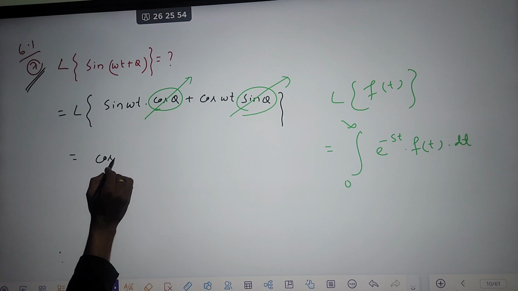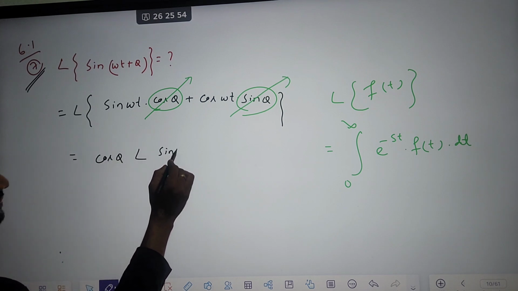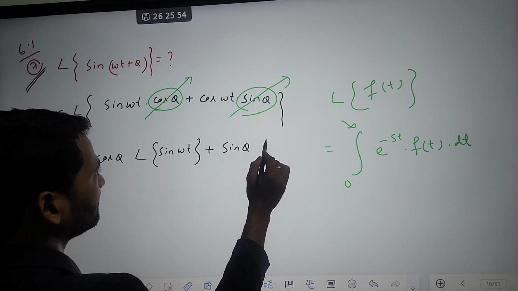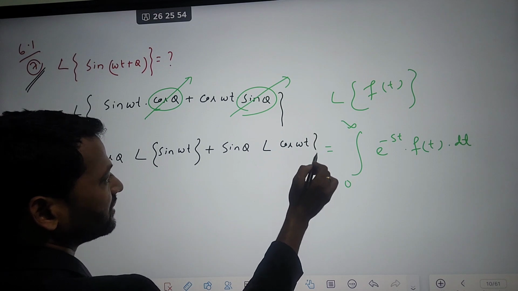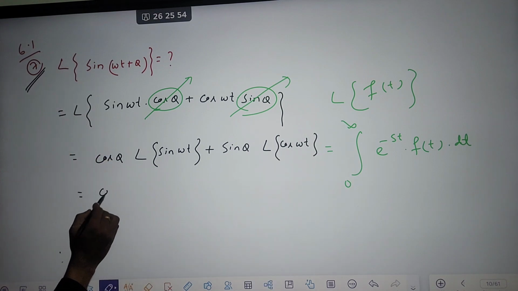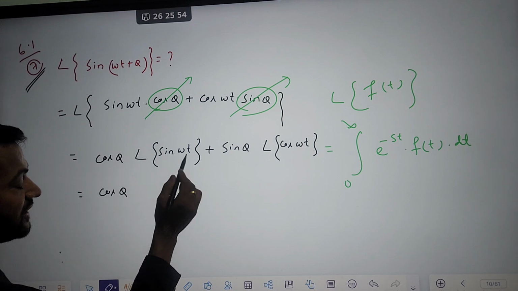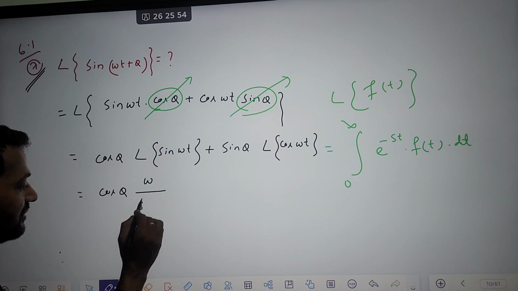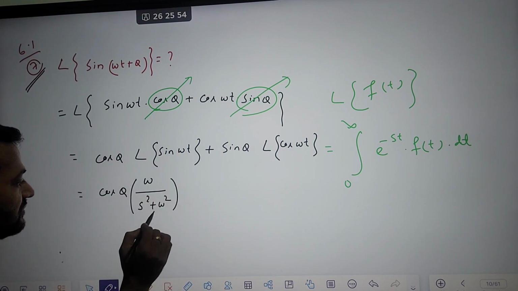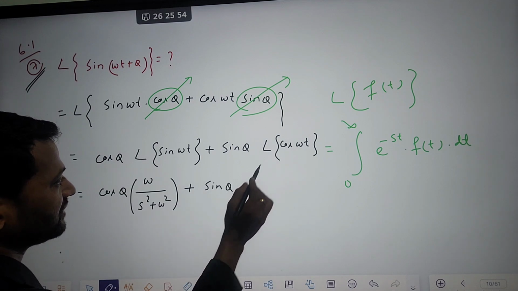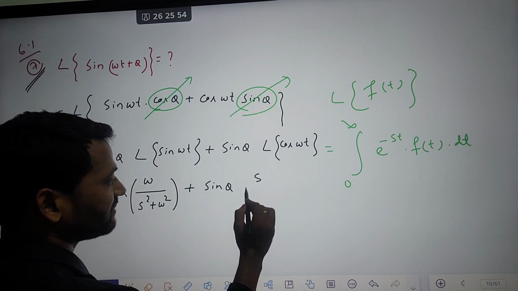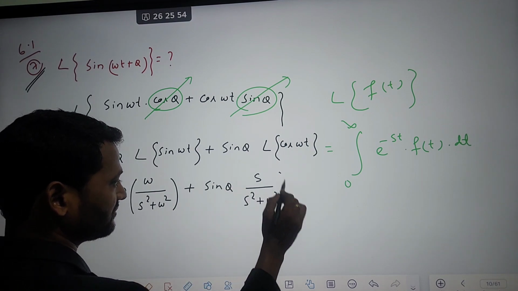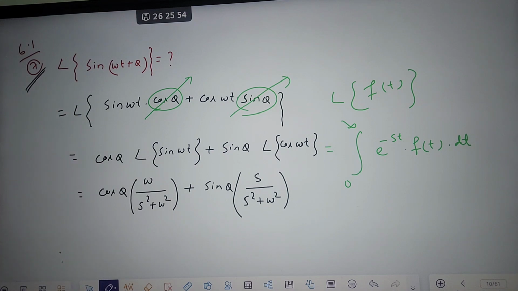मतलब cos थीटा इंटू लैप्लेस ऑफ साइन ओमेगा टी प्लस साइन थीटा इंटू लैप्लेस ऑफ cos ओमेगा टी. ओके, सो इट इज cos थीटा, लैप्लेस ऑफ साइन ओमेगा टी कितना है? साइन a t का लैप्लेस क्या है? a बाय s स्क्वायर प्लस a स्क्वायर, मतलब ओमेगा बाय s स्क्वायर प्लस ओमेगा स्क्वायर प्लस साइन थीटा, लैप्लेस ऑफ cos ओमेगा टी क्या है? s बाय s स्क्वायर प्लस ओमेगा स्क्वायर. सो ये हो गया आपका फाइनल आंसर.